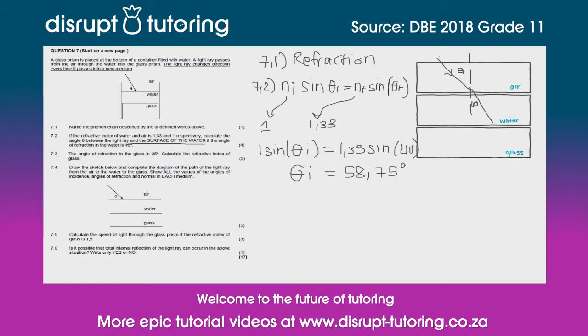But they have asked for the angle between the light ray and the surface of the water, which is actually this angle here, this angle theta. So how do we get that angle? It's simply the complementary angle of what we just found. So theta is equal to 90 degrees minus 58.75 degrees. And that is 31.25 degrees. Cool, so that's angle theta.